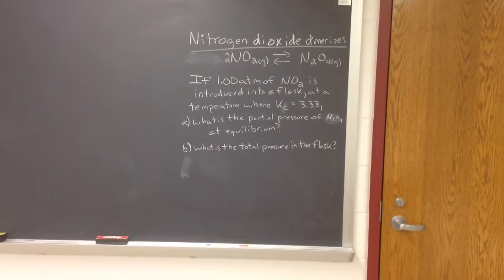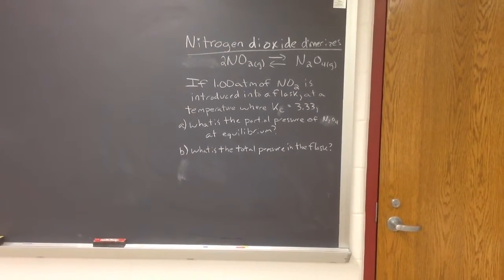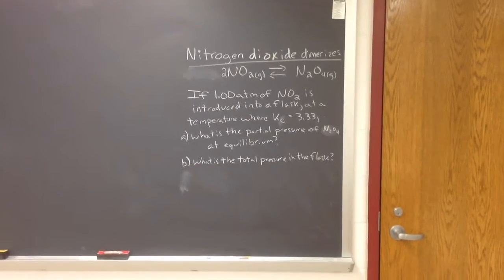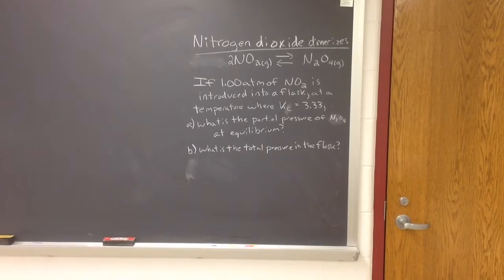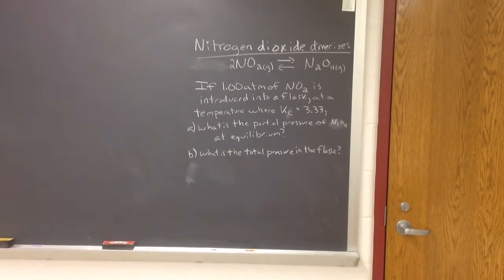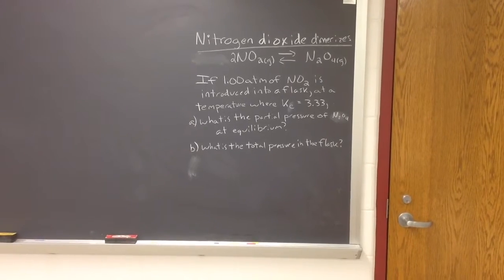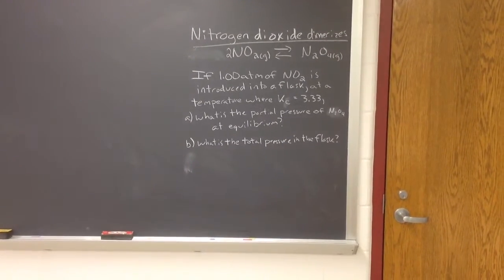First, what is the partial pressure of N2O4 at equilibrium? Well, we're also going to find out, obviously, what the partial pressure of NO2 is at equilibrium. And that'll help us answer the last question, what is the total pressure in the flask at equilibrium? So let's pause. We're going to go and fill in our ice table and begin to look at this.